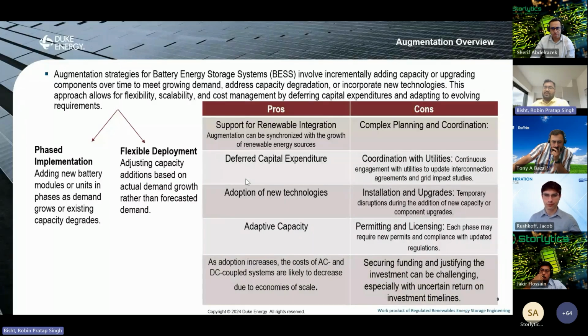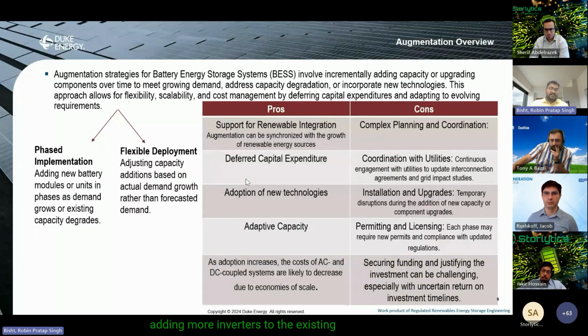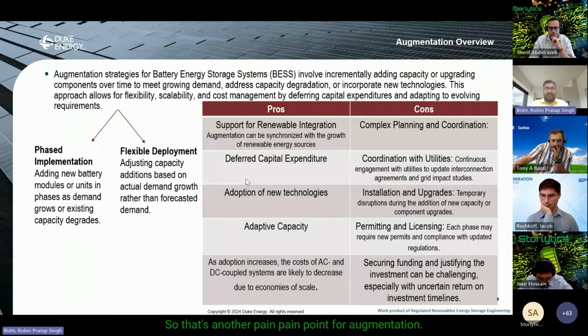Coordination with utilities. So you need continuous engagement with utilities to update the interconnection agreements and grid impact studies. That's one con for augmentation, because as you are adding more inverters to the existing facility, you possibly have to update the interconnection package and maybe have some restudy done for the facility. So that's another pain point for augmentation.